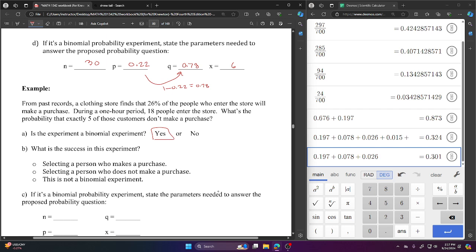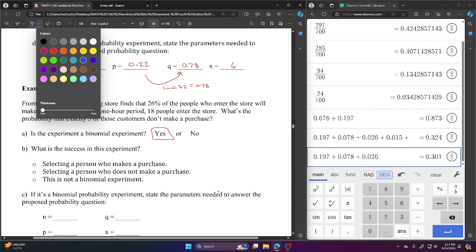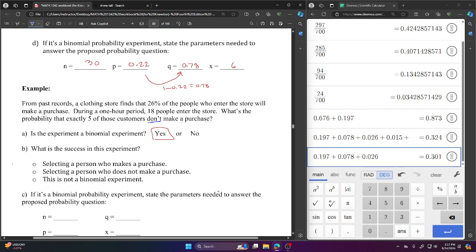Exactly. You could see right here that it says the people who enter the store make a purchase. Oh, whoa, hold on. Wait. There's a small little difference, and I'm seeing it now. I almost need a new color here. Look right there. Do you see that word right there? Look at that.